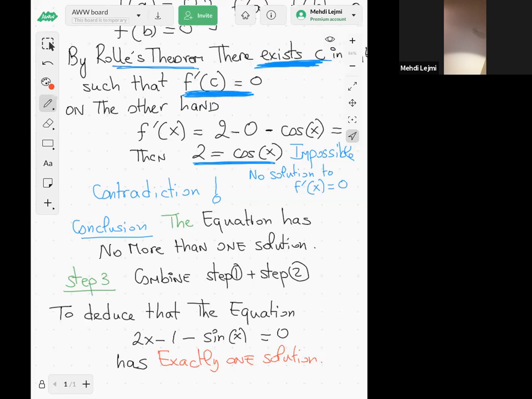Okay, perfect. Thank you, Juanita. All right, guys, so this is one of the applications of Rolle's theorem. You have equations, and you can use Rolle's theorem and combine it with the intermediate value theorem to say that your equation has exactly one solution, etc. Anyway, now let me move to a generalization.